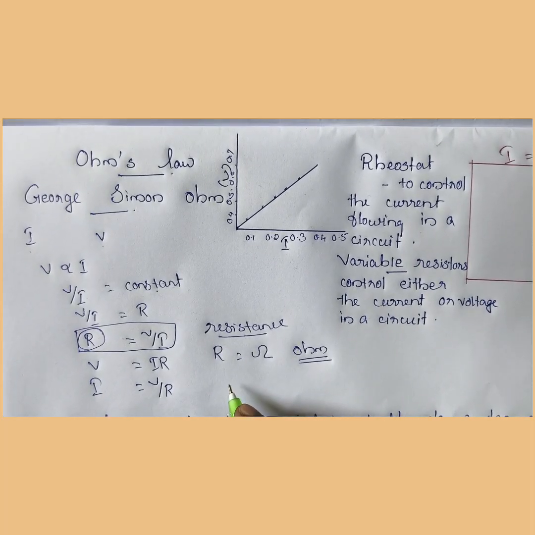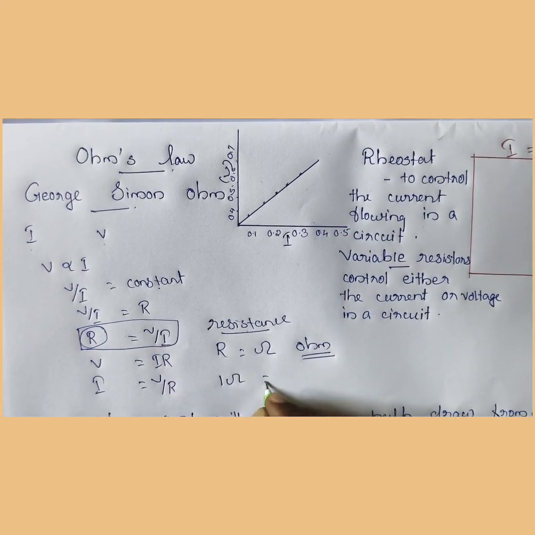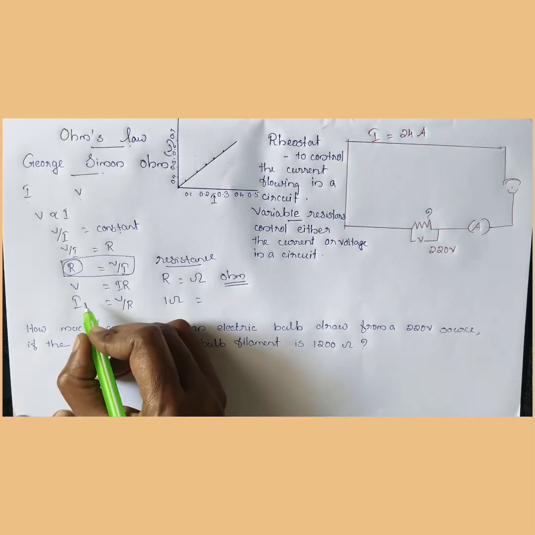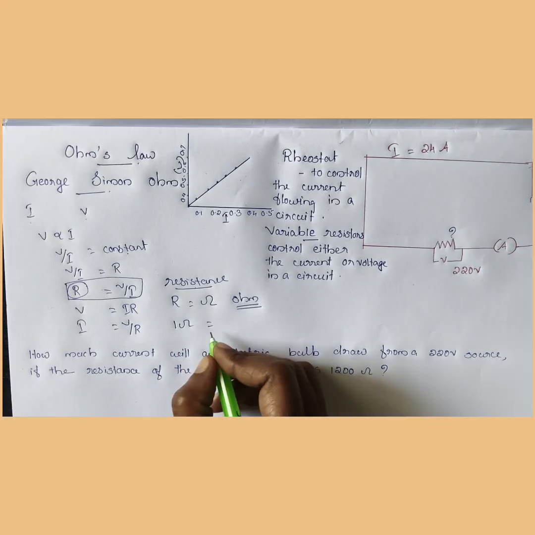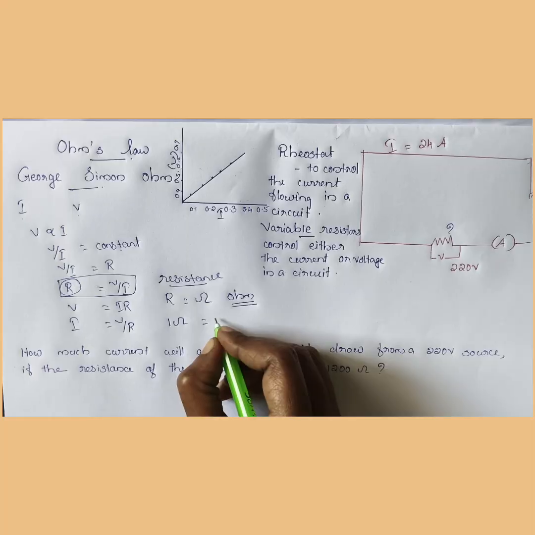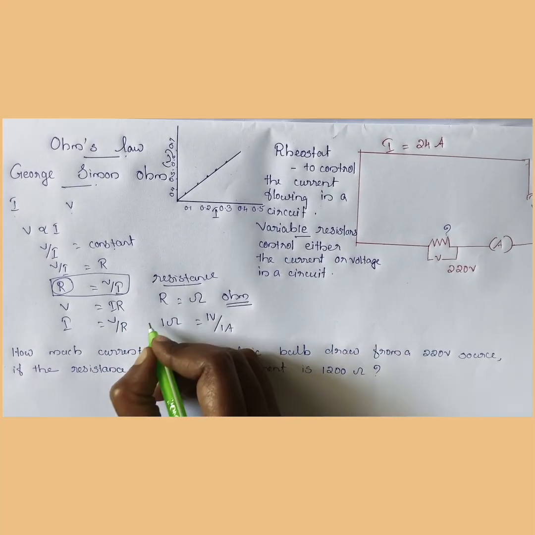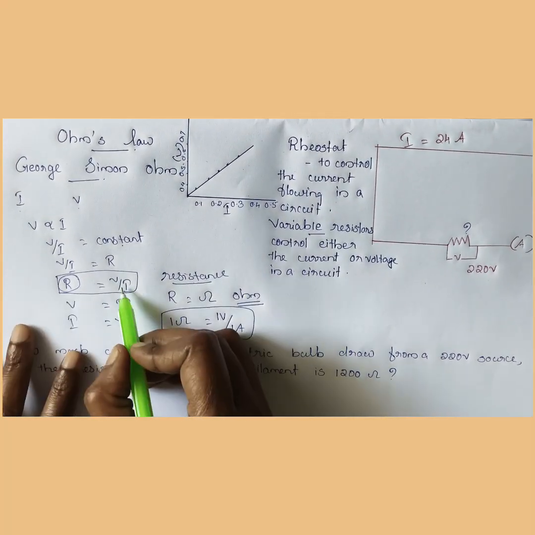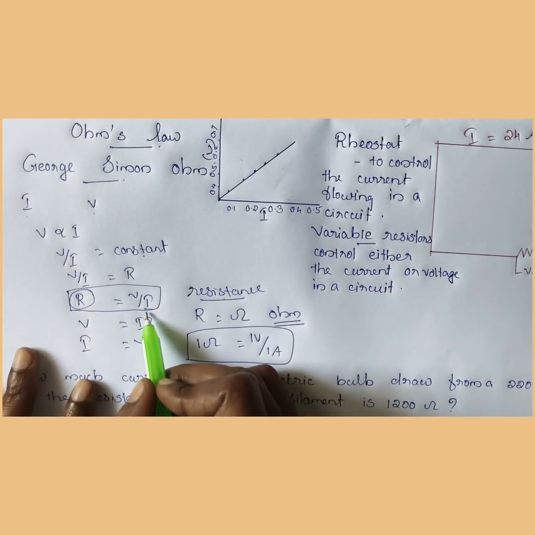Next, what's the formula for 1 ohm? Here we have written R is equal to V by I. SI unit of resistance is ohm. So 1 ohm is equal to potential difference divided by current. What's the SI unit of potential difference? Volt. So here you can write 1 volt divided by 1 ampere. So this is called 1 ohm. Here you can see R is equal to V by I. It means resistance is equal to potential difference divided by current.